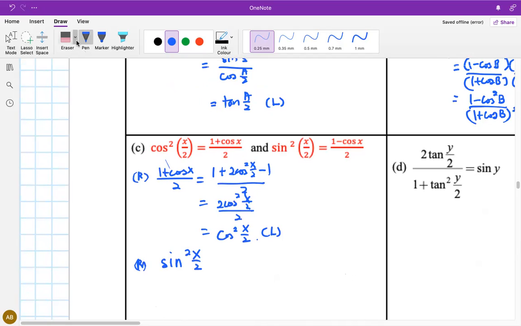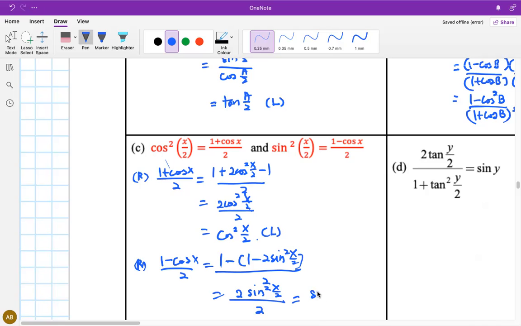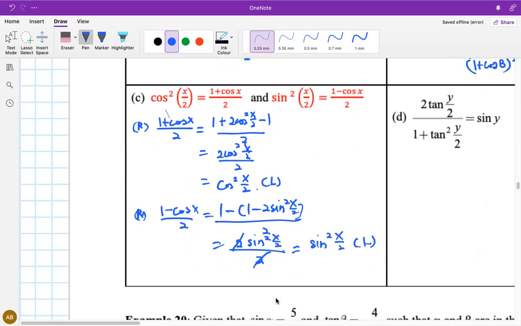So this one we start also from the right. So 1 minus cos x over 2 is 1 minus 2 sine square x over 2, so over 2. So 1 minus 1, 0. So you get negative, negative, positive. So 2 sine square x over 2 over 2. Then you get sine square x over 2. That is your left hand side. So you cancel out. So that is C.